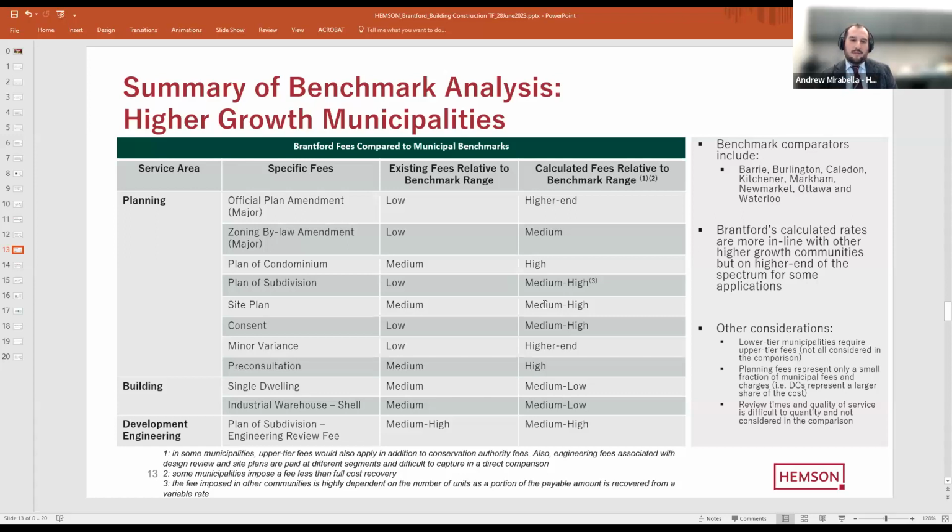And then the other thing, it's a bit of a qualitative component, but the review times and the quality of service is very difficult to quantify in this type of analysis. And that's not really considered. So how well you communicate, how fast these processing times are, how well your applications get approved, and how quickly they do, that level of service is something that's not quantified in this type of analysis, but would play into a consideration of what one considers to be the service that they receive when they're paying these application fees.